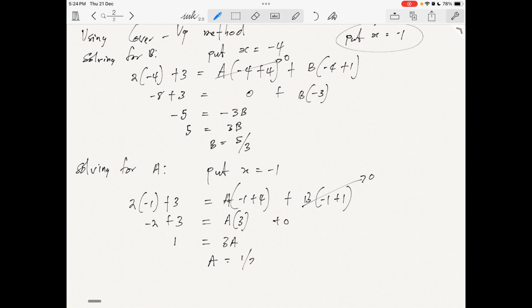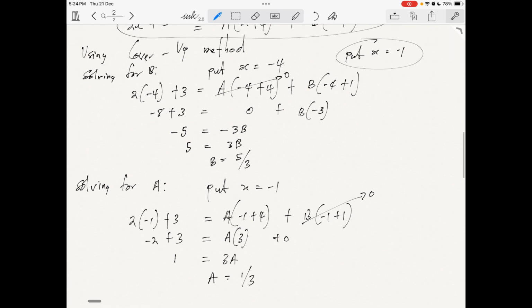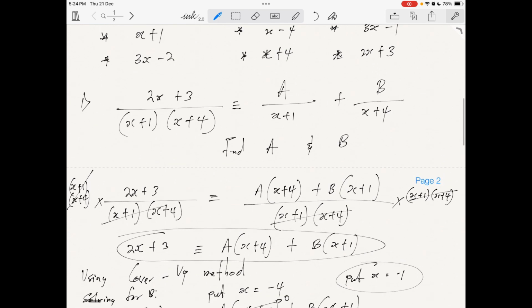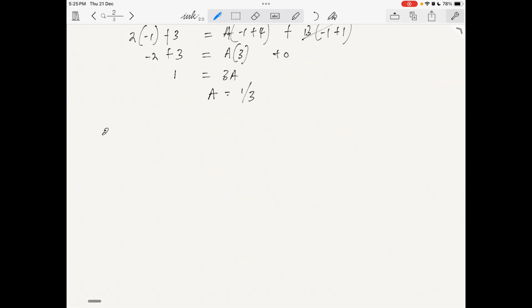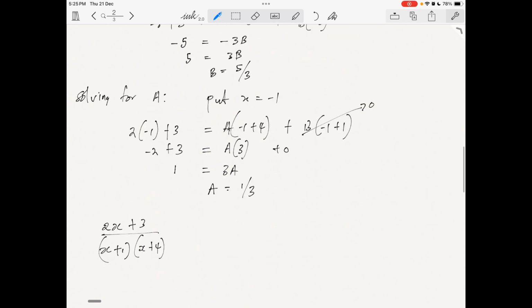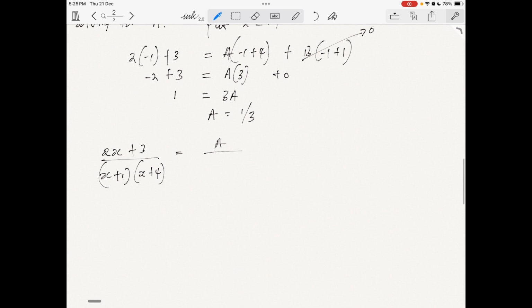1 over 3. Now we have solved for a and b using the cover up method. Now the best thing to do is to recall this function. Okay, we recall what we have here. So recalling what we have there, we have (2x + 3) divided by (x + 1)(x + 4), and it will be equal to A over (x + 1) plus B over (x + 4).